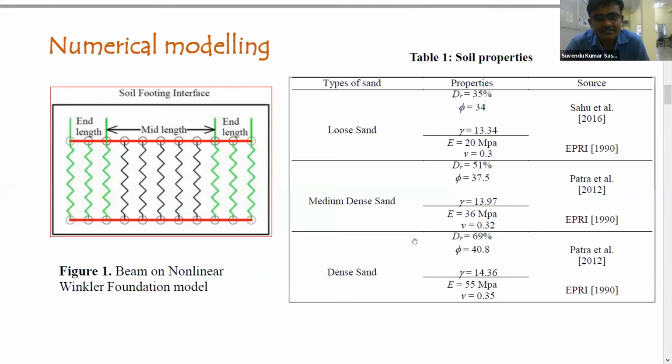The soil properties which are used in this study are published results. Three types of sands are used. For loose sand, the published soil parameters of Sahu et al. are used, and for dense and medium dense sand, published results of Patra et al. 2012 are used. The dynamic soil parameters such as Young's modulus and Poisson's ratio are calculated from EPRI manual 1990.